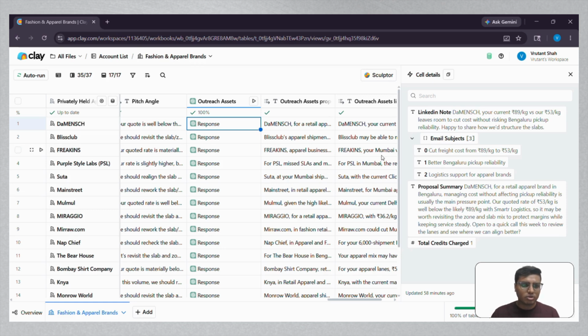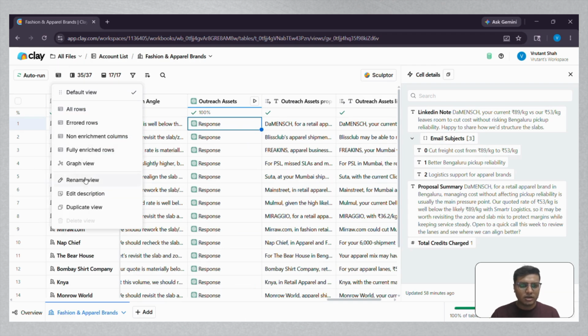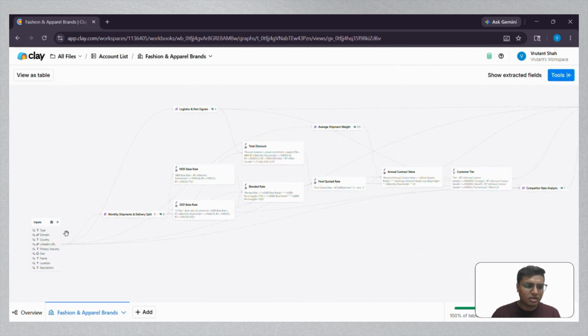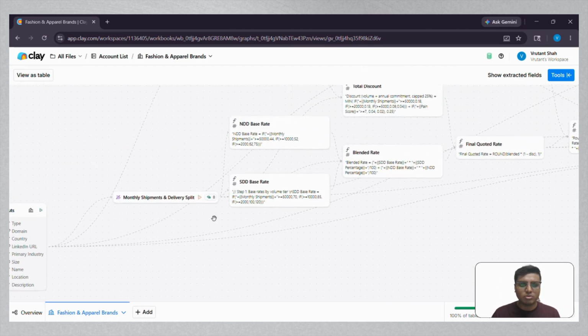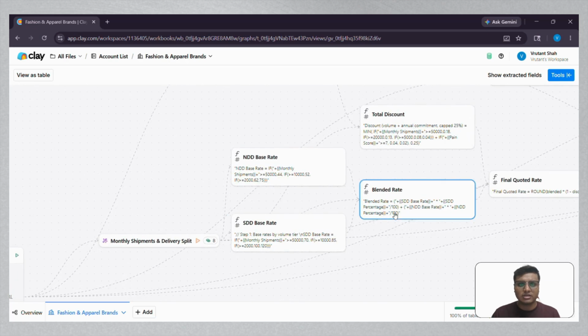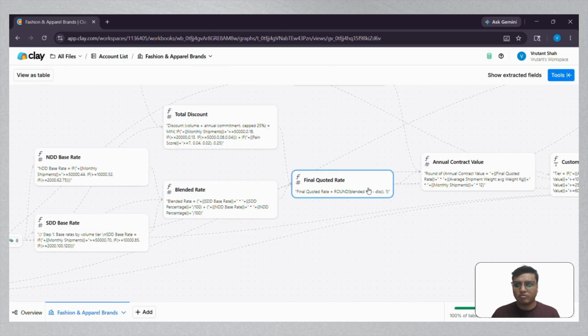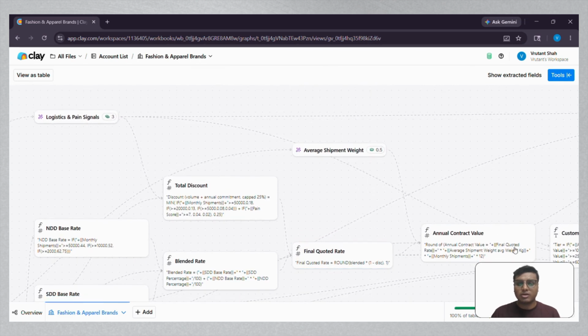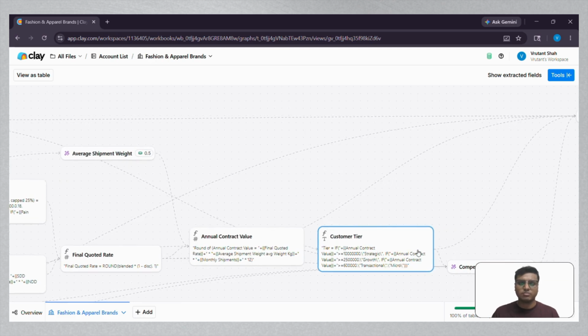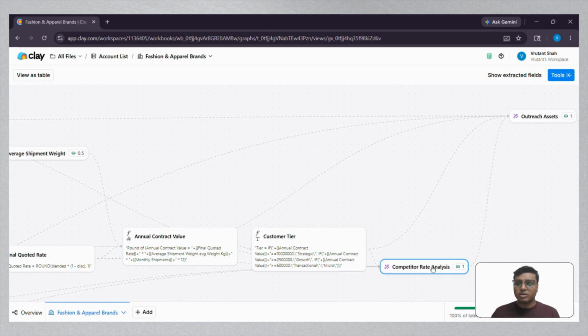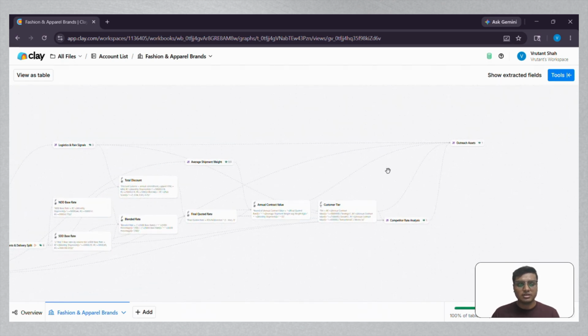Now I'll just quickly walk you through how this entire flow looks, wherein, as I said earlier, we are taking the input as the company level details, and as you can see, we move forward to get the base rates, get the blended rates, understand what discount we can offer, get the final quoted rate, calculate the annual contract value, and classify the customers as per certain tiers, whether it can be a strategic partnership, a growth, a transactional, or a micro account for us. We are even doing a competitor rate analysis to finally have our outreach assets created. And this is exactly how we are using Clay to build a complete pricing intelligence engine.